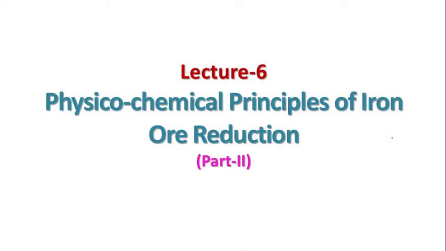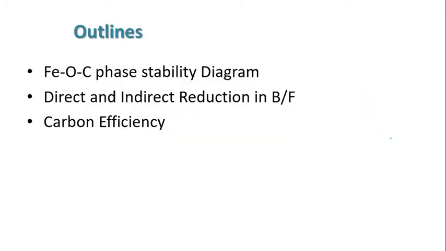In our last class, we studied the oxygen potential of gas inside a blast furnace and how it changes during its travel from bottom to top of the blast furnace. And today, in the second part of this lecture 6, we will continue and discuss the FeO and carbon phase stability diagram, direct and indirect reduction in blast furnace, and the carbon efficiency inside a blast furnace.